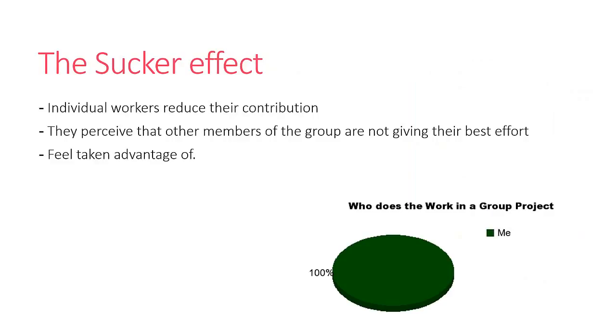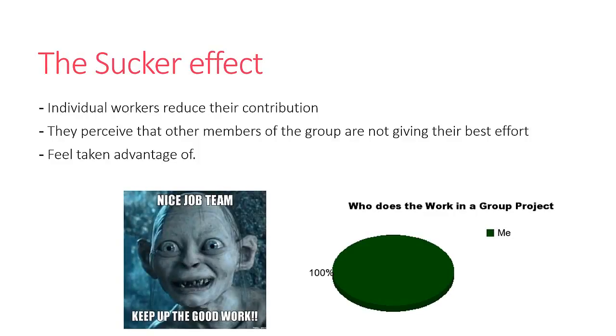So the sucker effect is where individual workers reduce their contribution to the group because they perceive that other members of the group are not giving their best effort and then they feel taken advantage of. So it's usually that one person who's quite invested in getting a good grade that others perceive will do all the work because they want to continue getting high grades, but then they feel like a sucker because the other people aren't putting as much effort in, and then they feel like they're going to be expected to do all of the work the night before, so then they sit back.